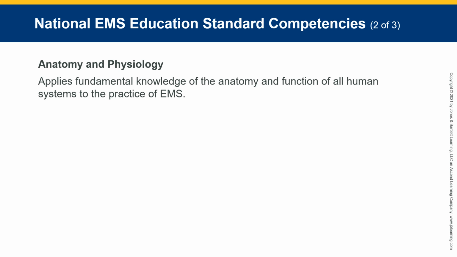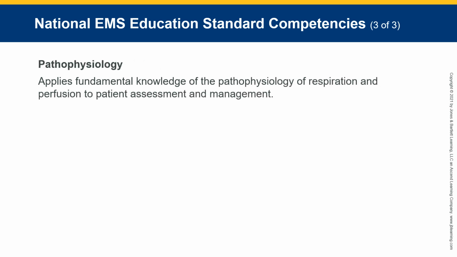So chapter 6 is the human body. It applies fundamental knowledge of the anatomy and function of all human systems to the practice of EMS. Why is this fundamental for EMS? It sounds like a stupid question, but a lot of people don't actually think about it. EMS is all about mental, physical, and emotional side effects. Cover all three.